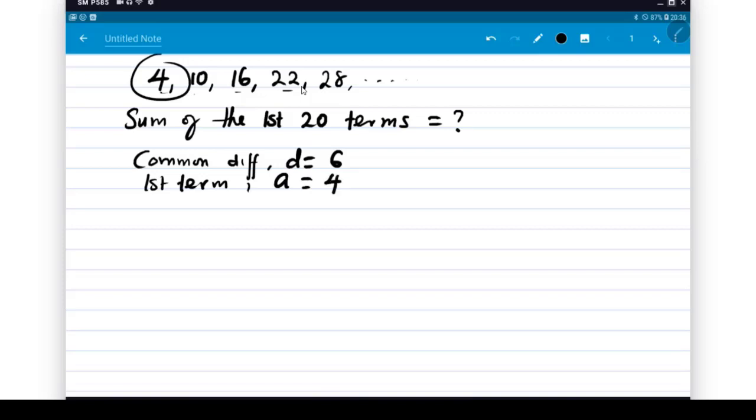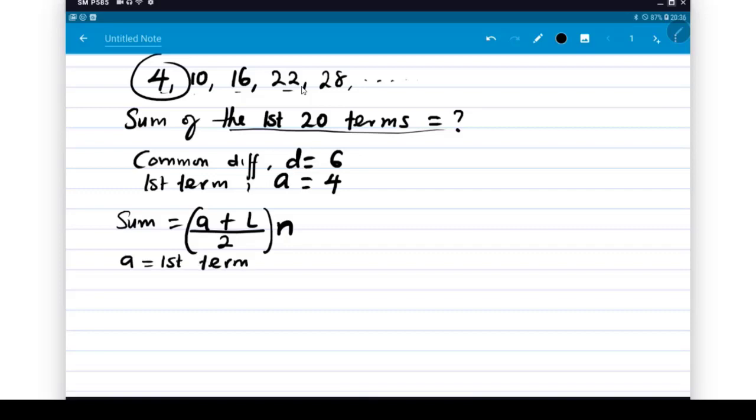Okay, because we're going to find the sum of the first 20 terms. And don't forget, the formula will be (A plus L) over 2, then bracket n. A is the first of the terms to be summed, L is the last of the terms to be summed, and n is the number of terms to be summed. So it's clear that our A is the first term, which we know now to be 4. Our L must be the 20th term, because we are finding the sum of the first 20 terms.